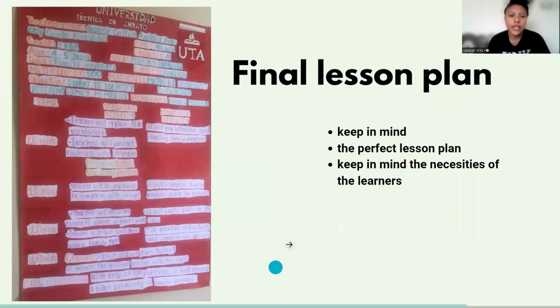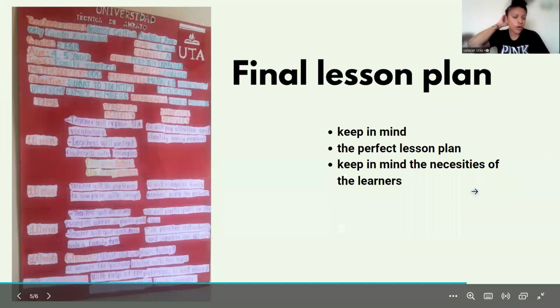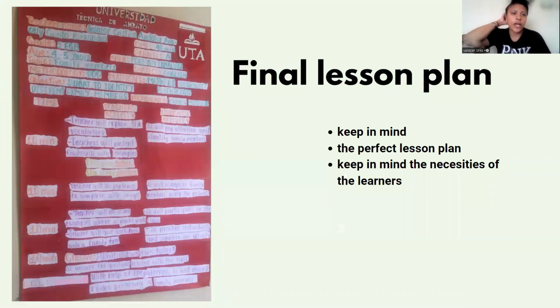So finally, this is our project, our lesson plan. It is related with the perfect lesson plan. As you know, the perfect lesson plan has 20 elements, but keep in mind that in the perfect lesson plan, you can add the 7 components as we mentioned previously.